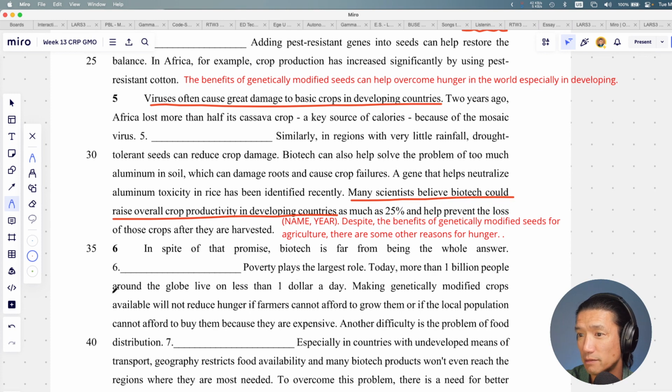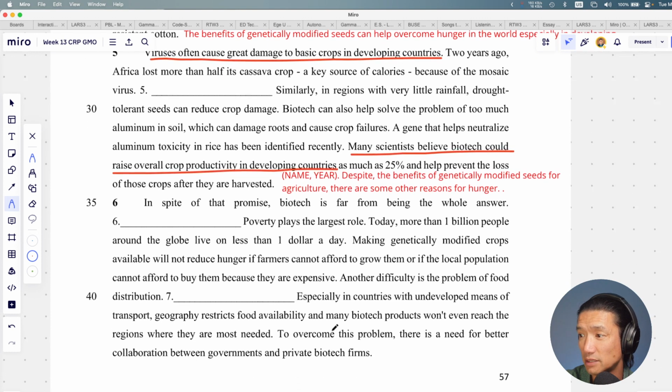Today, more than 1 billion people around the globe live on less than $1 a day. That's crazy. Making genetically modified crops available will not reduce hunger if farmers cannot afford to grow them or if the local population cannot afford to buy them because they are expensive. Another difficulty is the problem of food distribution. Okay, so there's two problems. This is problem number one.